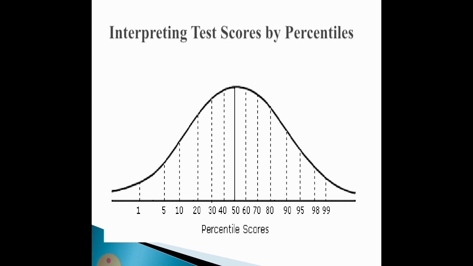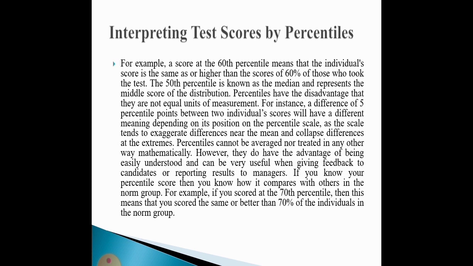Interpreting test results by percentiles. Percentile scores: 1, 5, 10, 30, 40. For example, a score at the 60th percentile means that the individual's score is the same as or higher than the scores of 60% of those who took the test.